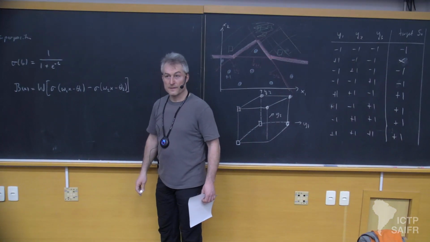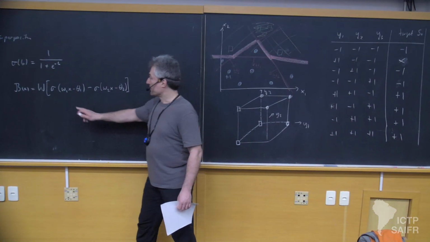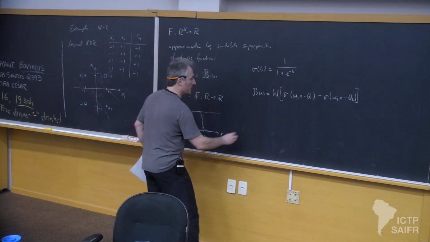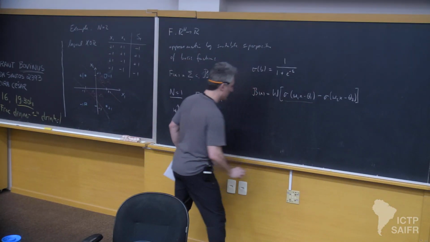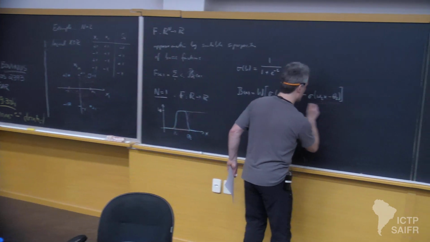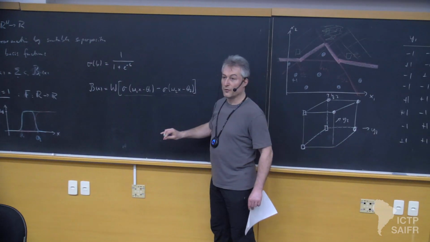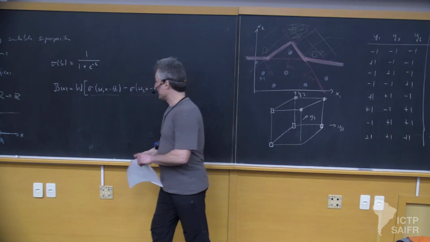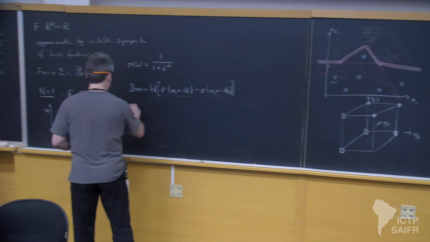Do you see that? So this is the sigmoidal. This here is the green one. And from the green one, I subtract the red one. And then I get the blue one. And the height is controlled by the W in front.